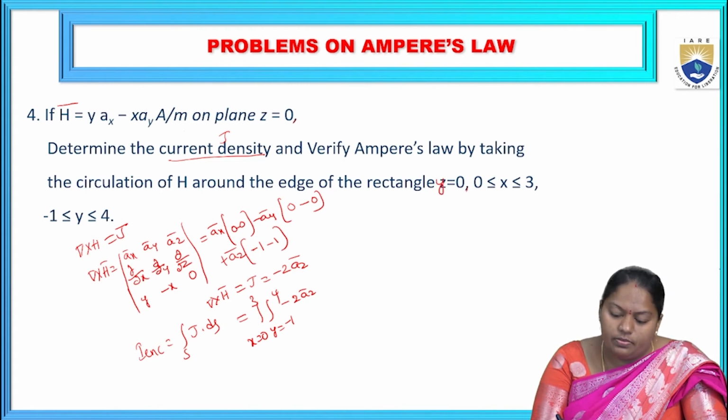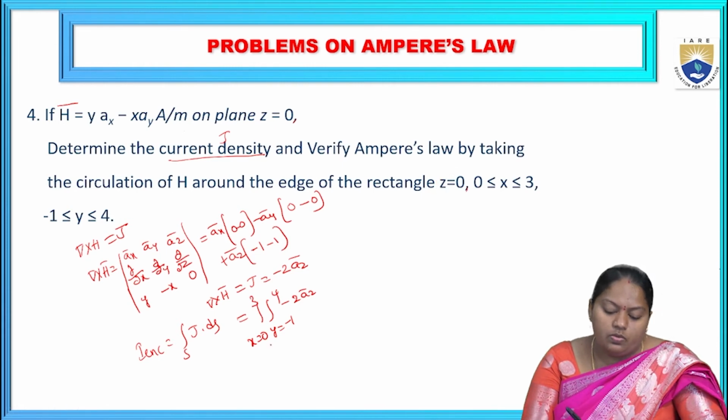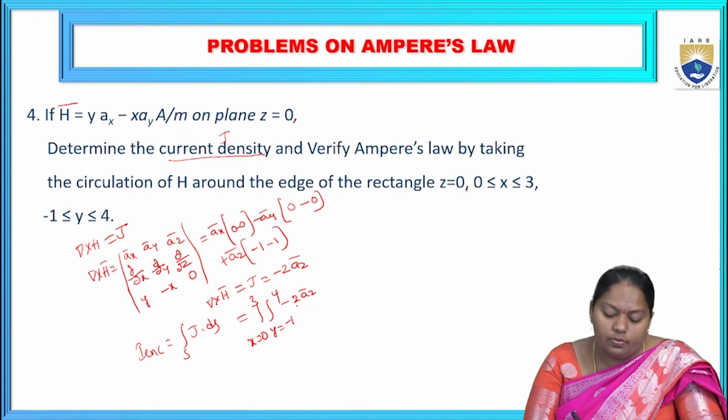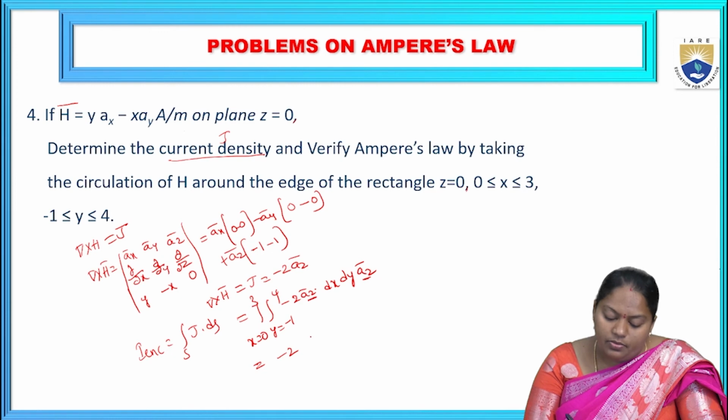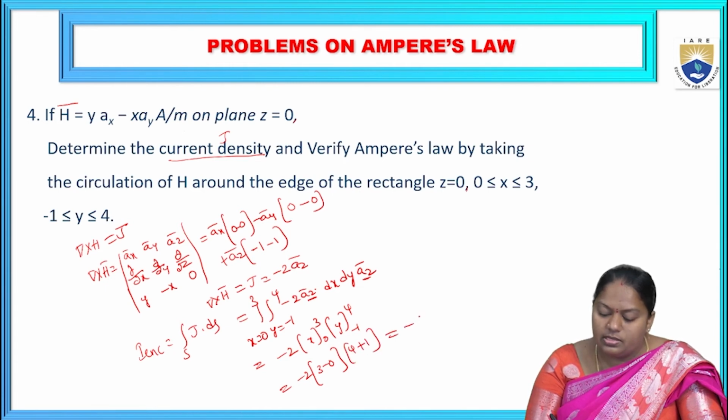So this is to be Z only, no. Okay. So X equals 0 to 3, Y equals -1 to 4, -2 into Az, and the ds formula needs to be considered as dx dy Az. Which is equal to -2, then Az dot Az value is 1, and if I integrate this with respect to x, the limits are 0 to 3, then y will be y, limits are -1 to 4, which is equal to -2 into (3 minus 0), then (4 plus 1), which is equal to -2 into 15, that is -30 amperes.